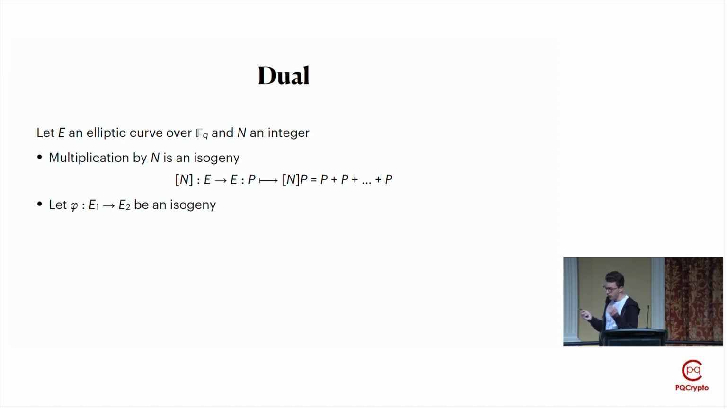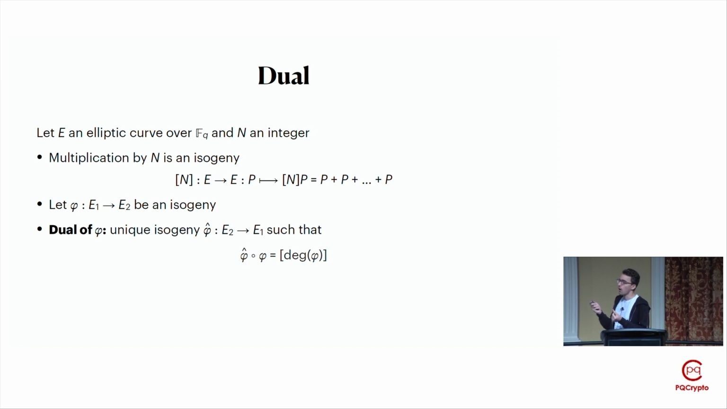Now consider an isogeny, an actual isogeny between two possibly different curves, E1 and E2. The dual of this isogeny is the unique map that goes in the reverse direction, such that if you compose phi with its dual, what you get is multiplication by the degree. What's interesting about the dual is that it goes in the other direction, and it has the same degree. It's really defined like that: it's the unique one so that phi composed with phi hat is multiplication.